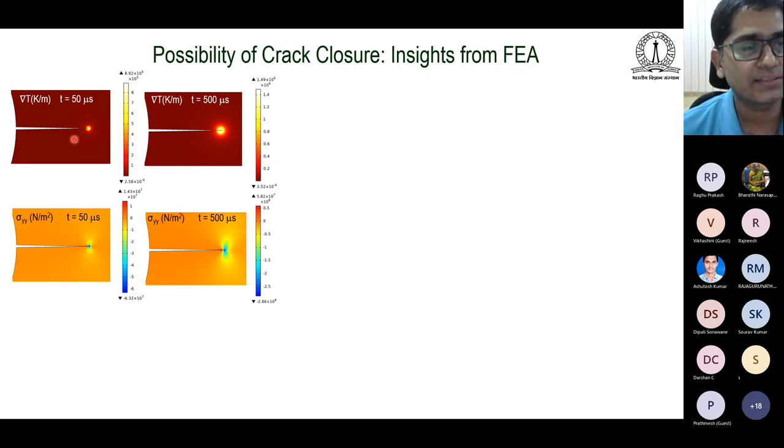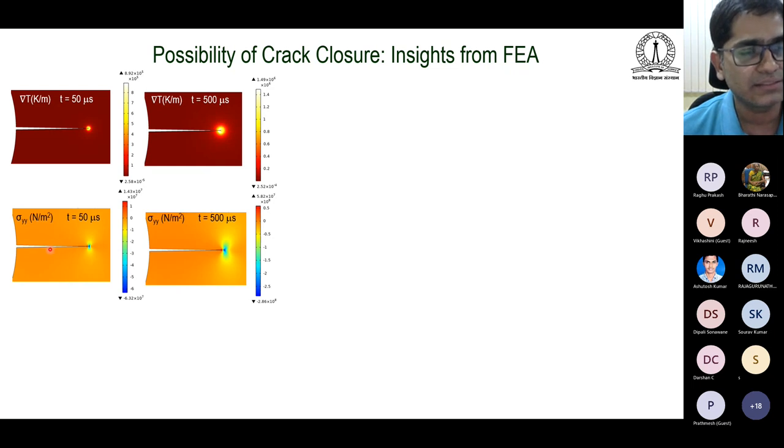So what we see here is what happens to the temperature gradient as we wait longer. This is 50 microseconds, this is 500 microseconds, and then the corresponding stress field. At 50 microseconds, the temperature here is very high, and the spread of the zone of high temperature is rather limited as opposed to 500 microseconds. And how does it reflect into the stresses? So we see here the stress profile.